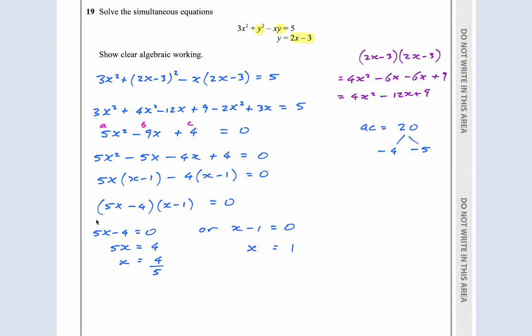Once I have x, I have to now get y. So guys, I'll call this 0.8. When x is 0.8, y is 2 times 0.8 minus 3, because it's 2x minus 3. This is 2 times 0.8 is 1.6, minus 3 is negative 1.4. You can use your calculator if you want. And when x is 1, y is equal to 2 times 1 minus 3, which is negative 1.